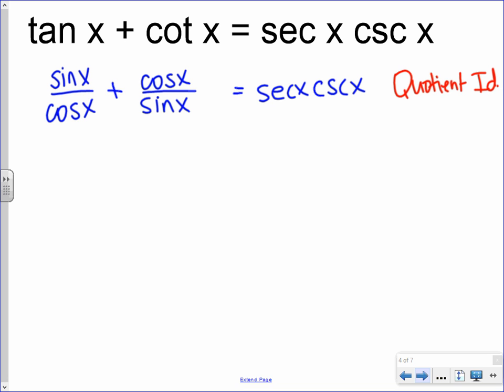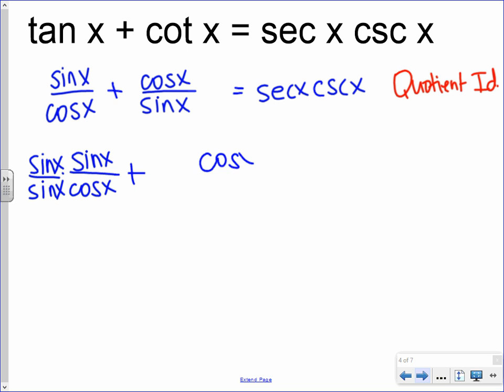No, this is fine. And Darby, I'm going to hold off on the right side until we get a little bit closer to the end. Okay? Now, if we're going to add these two together, what would we need? Common denominators. So we are going to take sine of x over cosine of x and multiply it by sine of x over sine of x. And then we're going to take cosine over sine and multiply it by cosine of x over cosine of x.